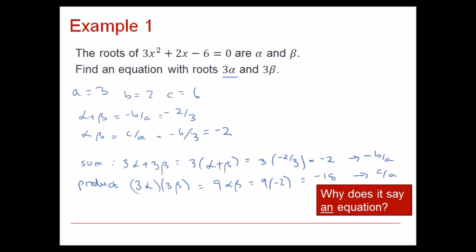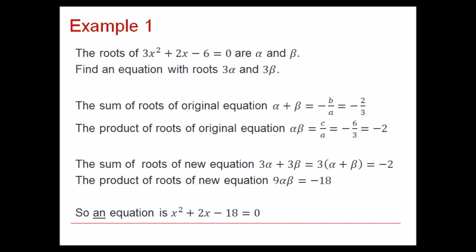If we were to choose the value of a equals 1, then we would have an equation with roots 3 alpha and 3 beta of x squared minus 2x plus minus 18 equals 0, or in other words, x squared plus 2x minus 18 equals 0. If we had chosen a to be a different value than 1, we would have a multiple of that equation.